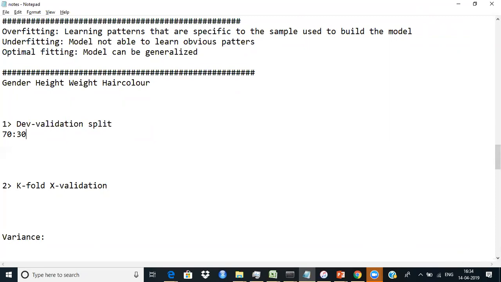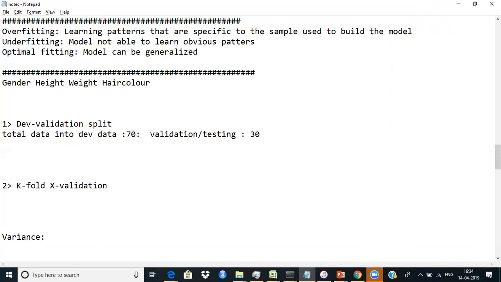Right? So what we do is, we split the total data into two parts. 70% of the data will be put into a part known as development data. 30% of the data will be put into a part known as validation or testing data.